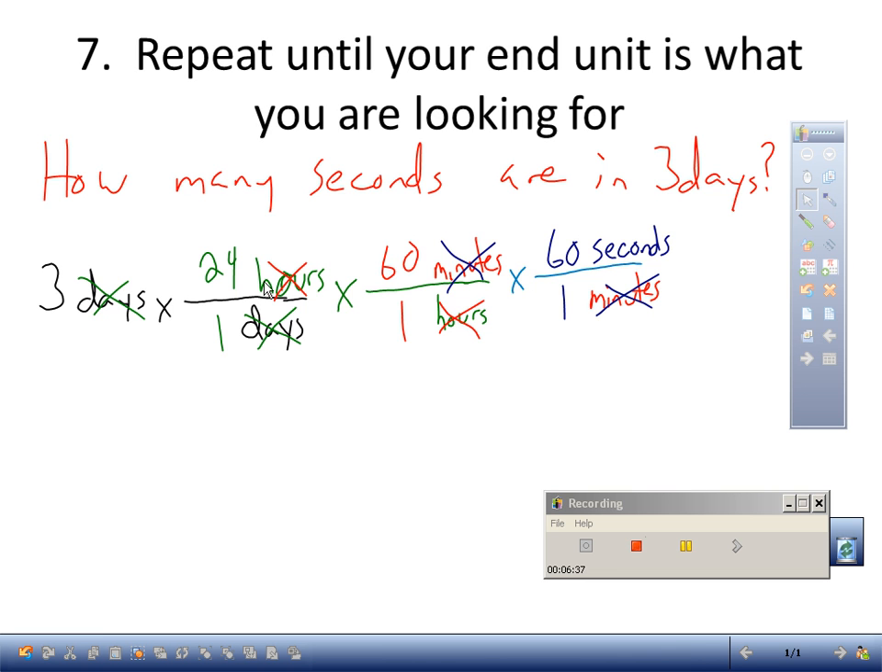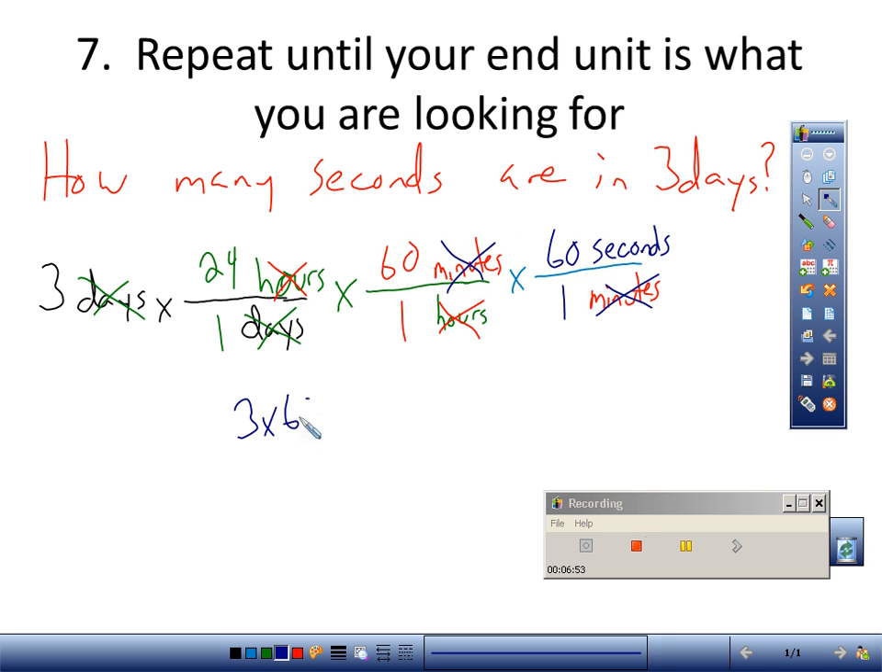Well, I see by crossing all of these off, my units that are left are seconds. The question says how many seconds, so I have the right units. So I'm done. Although, of course, one more step. I want to multiply my numbers. And I left off my 24. And I could put that in my calculator and get my answer.